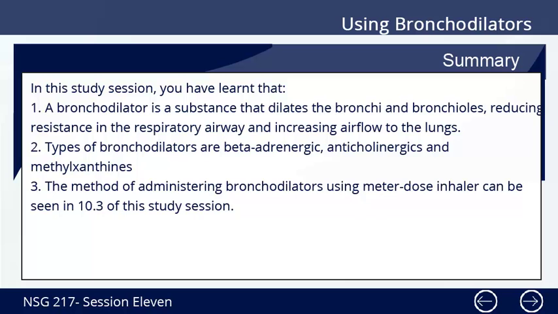Lastly, the method of administering bronchodilators using a metered dose inhaler can be seen in 10.3 of this study session.